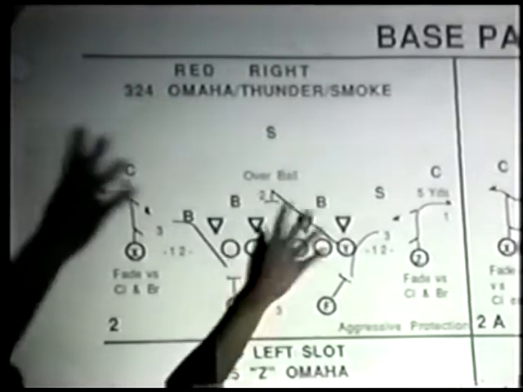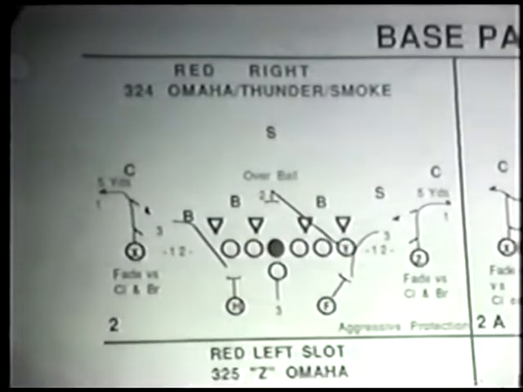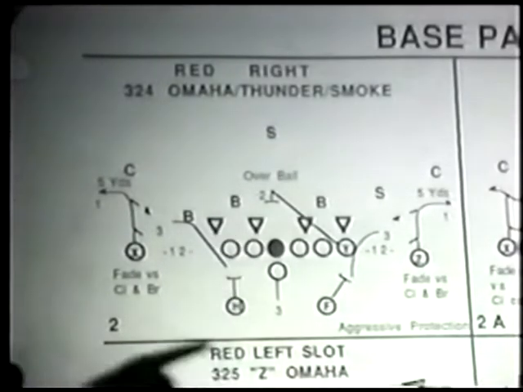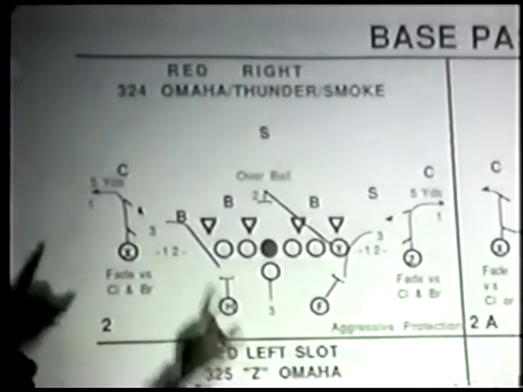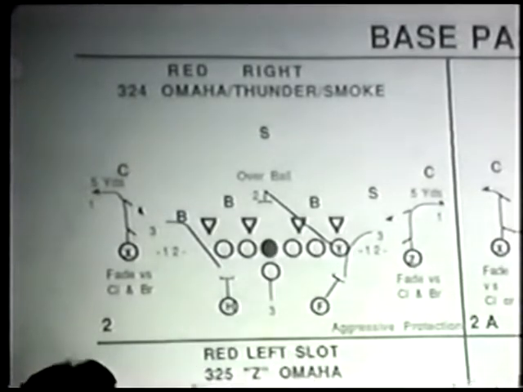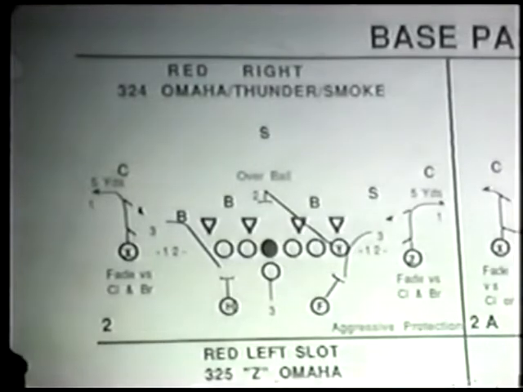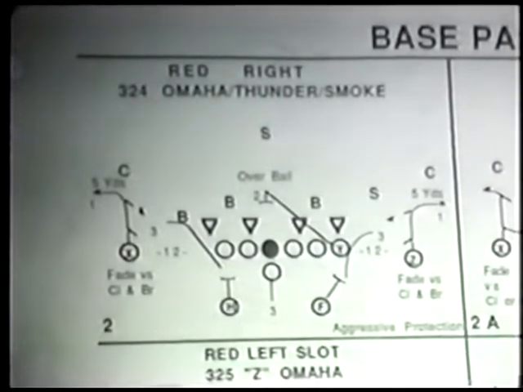Okay. 324. Anytime it's a 3-digit call, youngsters, it's a 3-step drop. Or it could be a 1-step drop. It's quick throws. 200 jets, 324s, that's all quick stuff. Now, Omaha is the quick out. The signal is quick out. This is audible stuff. Red, 324 Omaha. Or red, 324 Thunder. Or red, 324 Smoke. And we will use an audible probably once or twice a game, whatever. These are our audibles.